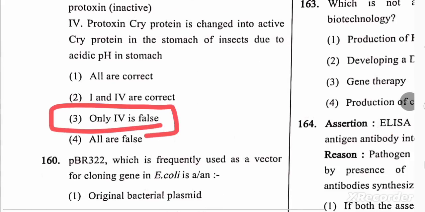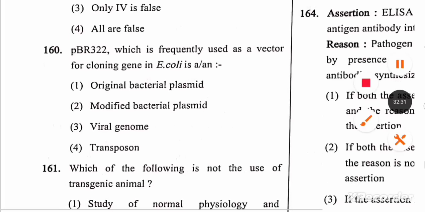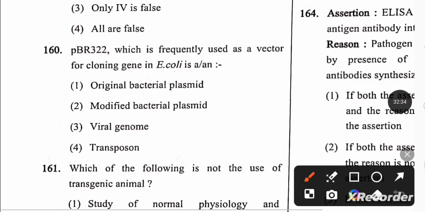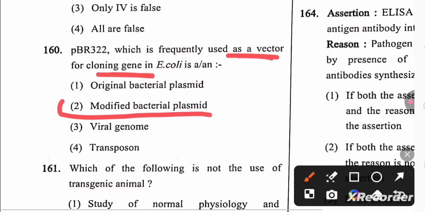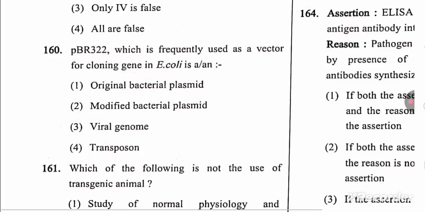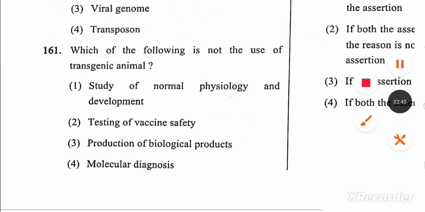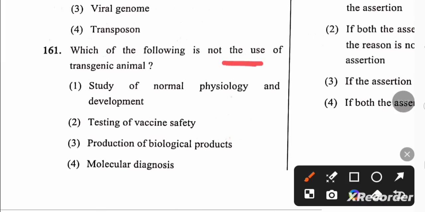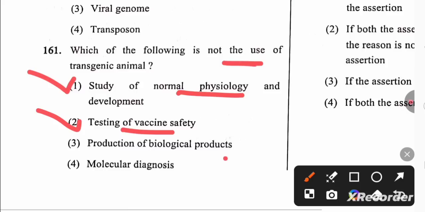pBR322 is one of the plasmid vectors frequently used for cloning genes in E. coli because it is a modified bacterial plasmid. We know it. Which of the following is not the use of transgenic animals? Transgenic animals can be used to study normal physiology and development, testing vaccine safety, and production of biological products, but they are not used in molecular diagnosis.